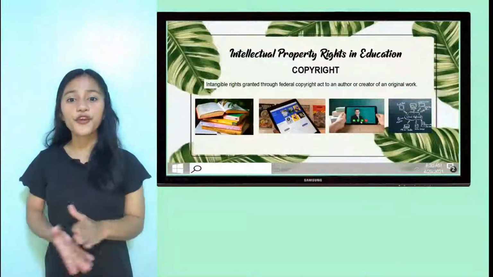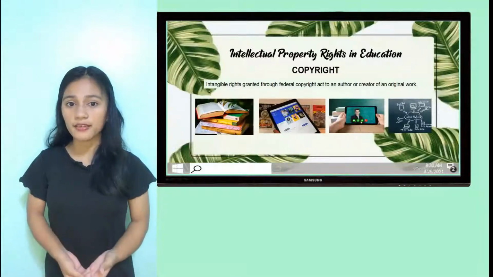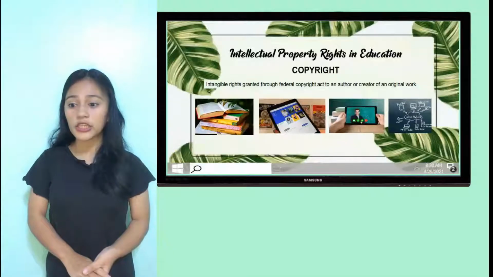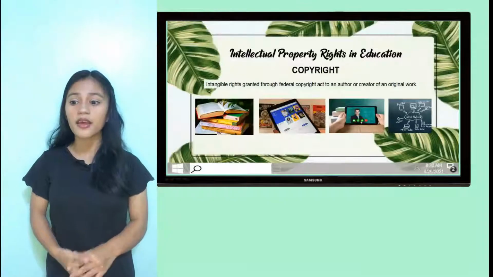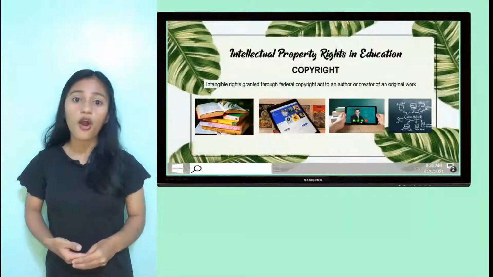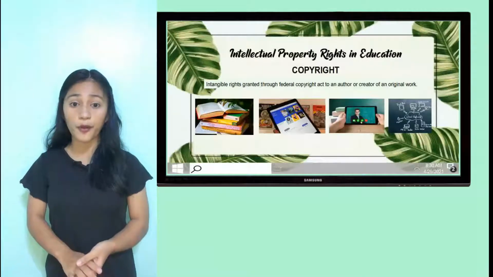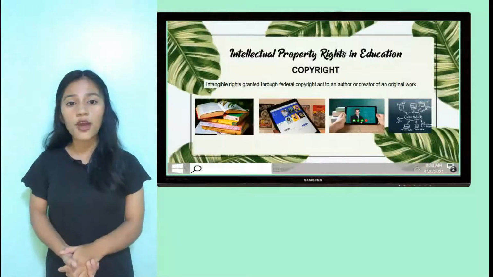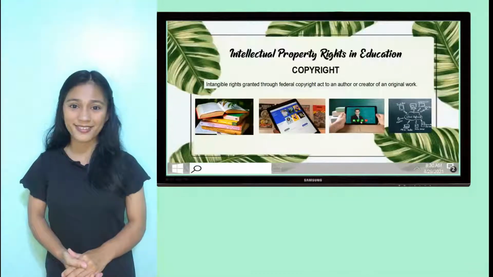The first compliance of the educational system in the IPR is the copyright. So, what are copyrights? Copyrights are intangible rights granted through the Federal Copyright Act to an author or a creator of an original, artistic, or literary work that can be fixed in a tangible means of expression. We have here the books, which are the hard copies. We also have electronic files, videos, and even audio recordings.